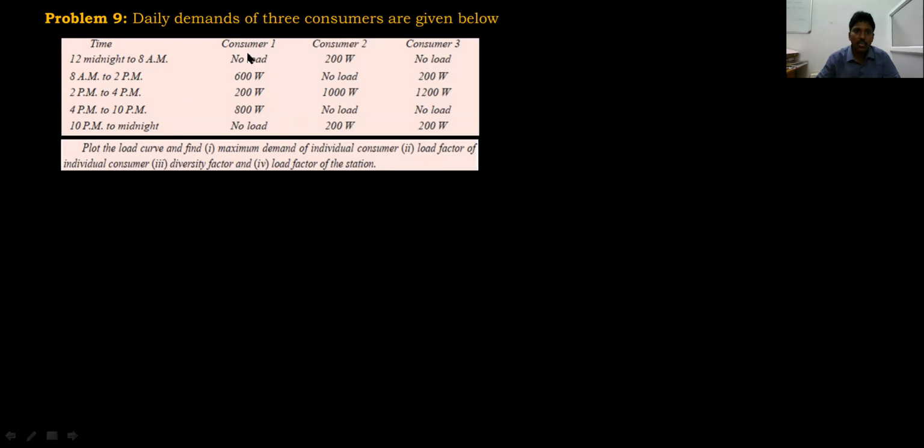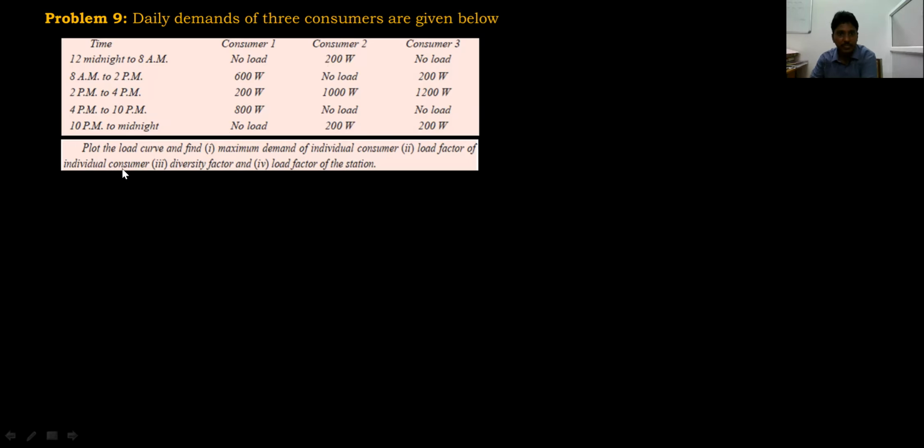Consumer one is having no load, and consumer one is having a load of 600 watts between 8 a.m. and 2 p.m., and 200 watts between 2 p.m. and 4 p.m., 800 watts between 4 p.m. and 10 p.m. There is no load after 10 p.m. to midnight. In the same way, consumer 2 is having 200 watts, no load, 1000 watts, no load, 200 watts. And consumer 3 is having no load, 200 watts, 1200 watts, no load, and 200 watts.